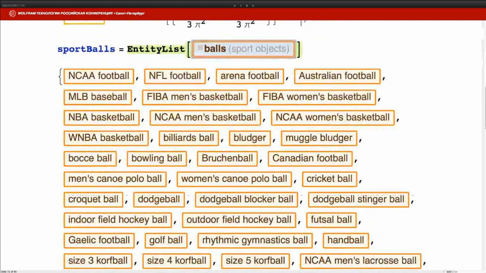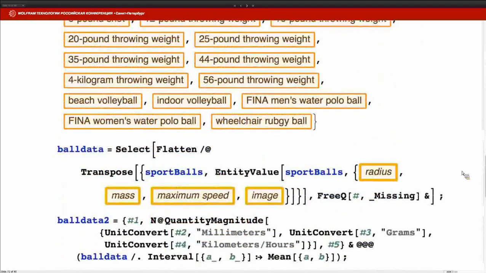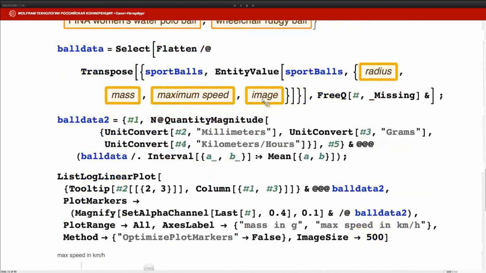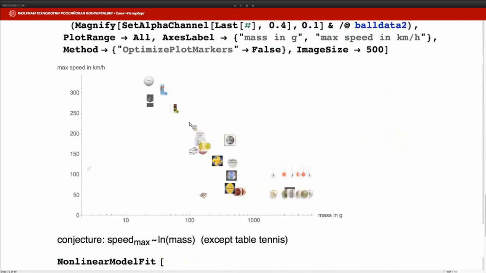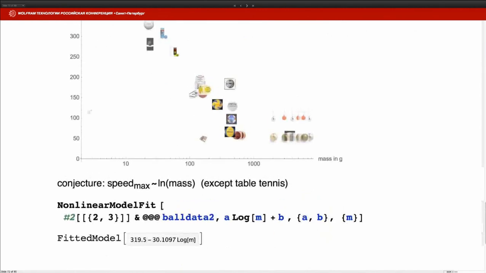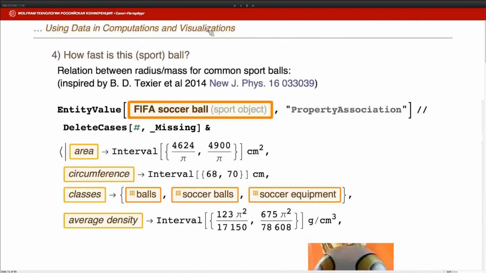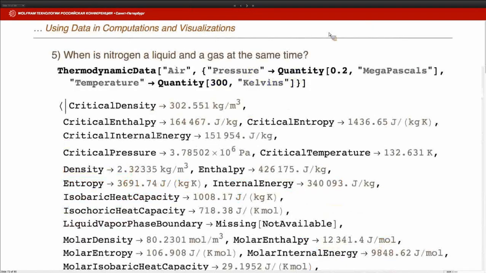And so we take all balls, the entity class of balls. Here are the ones that are standardized. We get their speed, their mass, and an image. And then we plot them, and indeed, it looks pretty much like there is some kind of exponential law here. A golf ball can be really fast, but it's a very light ball, and there are here very heavy shot put balls. We cannot get them too fast. And then we can even try to fit a logarithmic law to them, and then we have a nice conjecture that we can test on yet another ball if we add one.